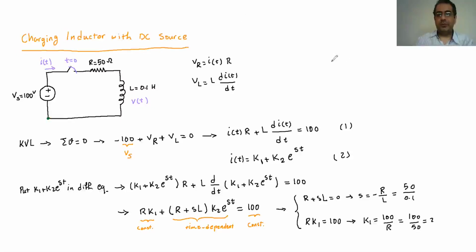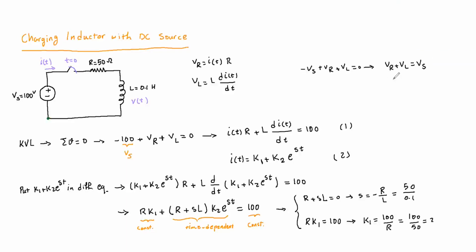Look at this equation. As I said, if I write the KVL here, what's going to be the KVL? It's going to be negative Vs, that's what I write here, plus VR plus VL is zero. Now, if I rearrange it, how is it going to be? VR plus VL is Vs. This is what we have.